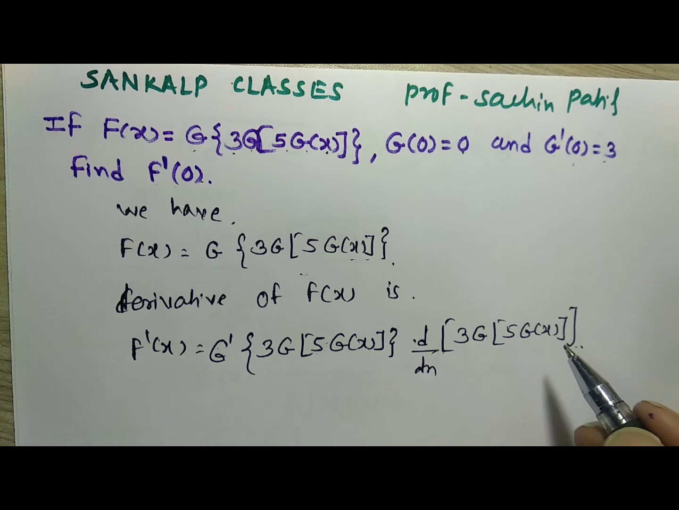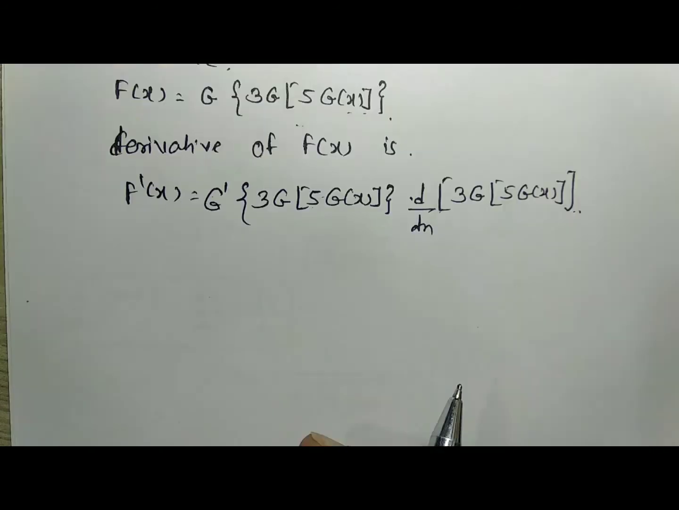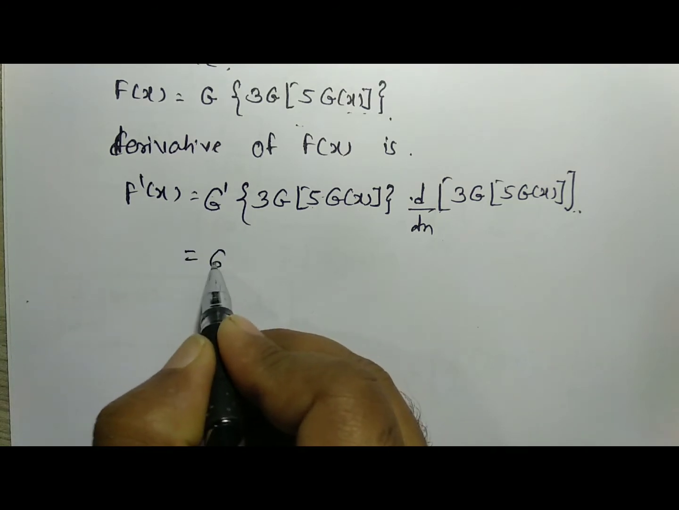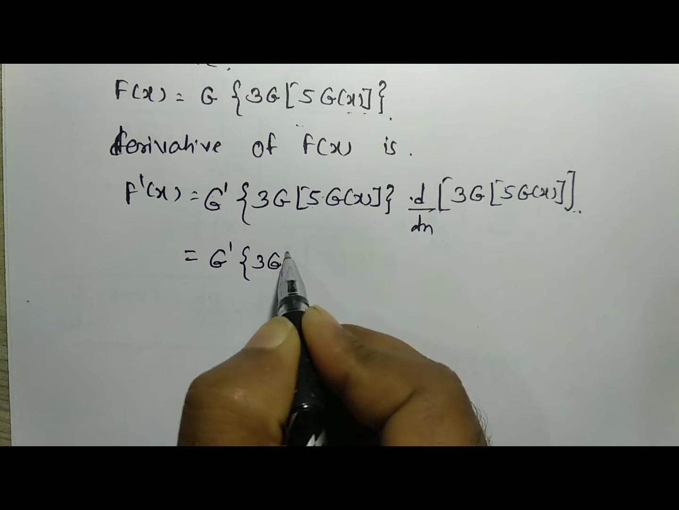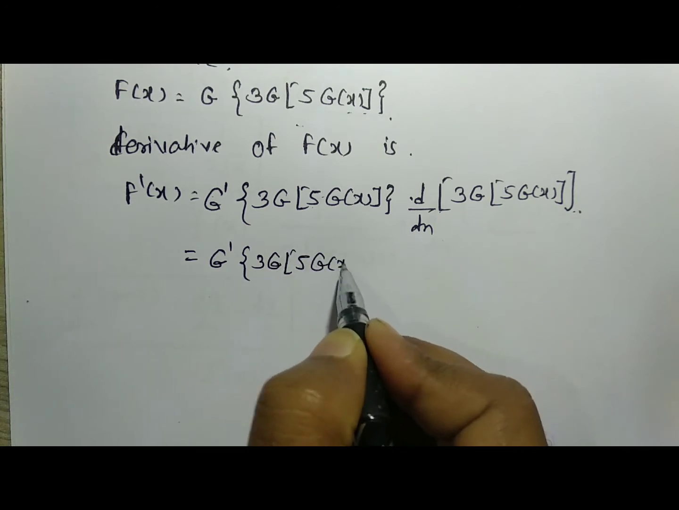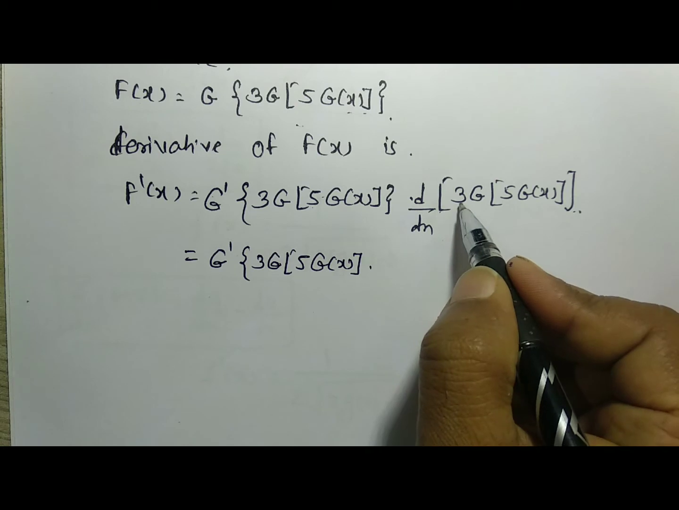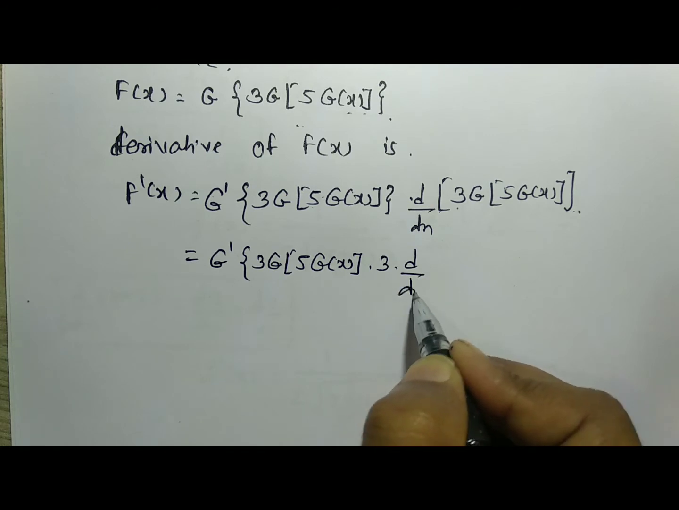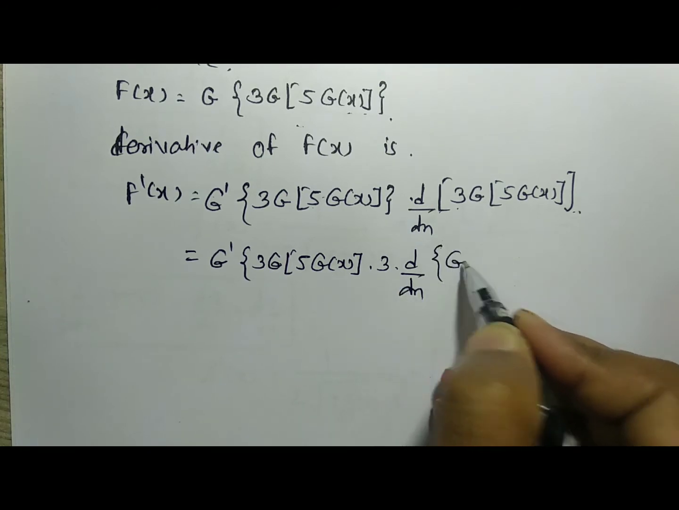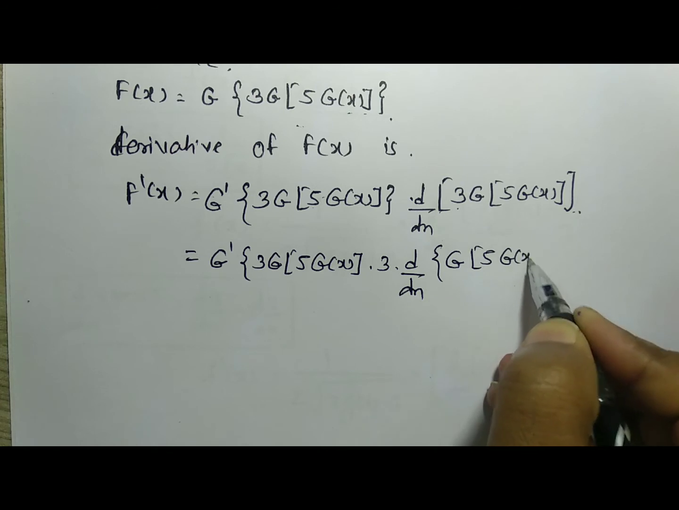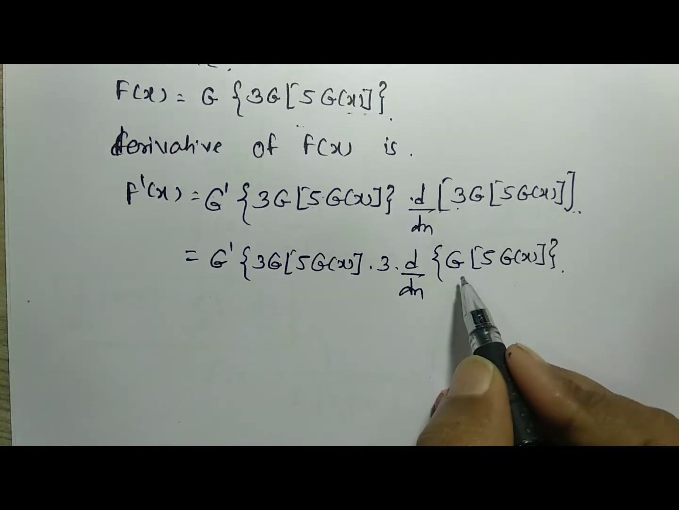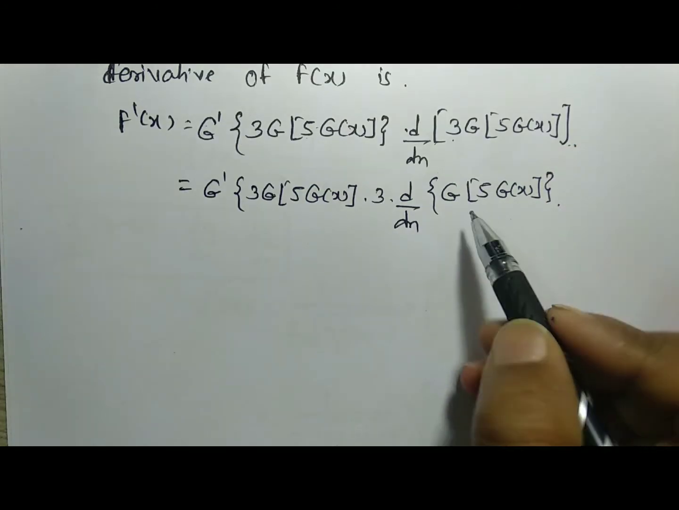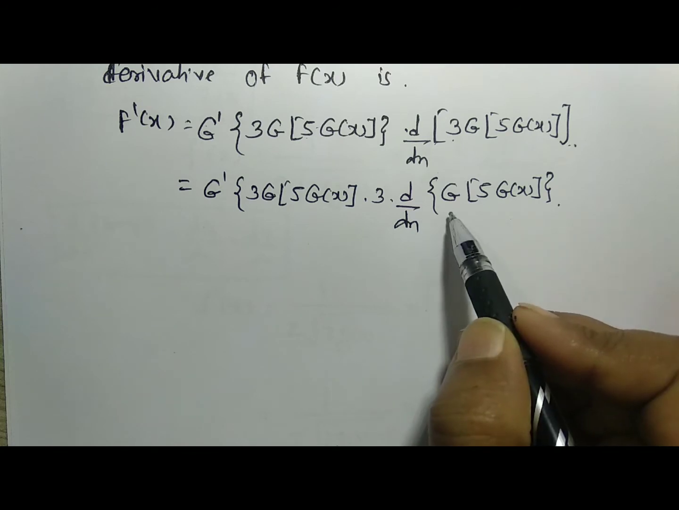You have to complete this bigger bracket, and now we go with the next derivative. The next step of that derivative is g' inside the bracket 3g inside the bracket 5g of x, and here once again 3 is a constant, and therefore we take it outside the derivative, and 3 into d/dx of again g of 5g of x, and you have to complete this bracket. Now once again you have to find the derivative of this expression inside the bracket.